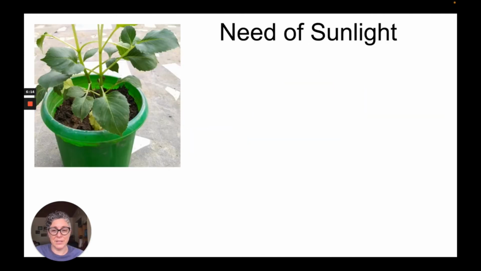So our second factor is the need for sunlight. So we're going to take a plant like the one pictured here, and we're going to do a few things to it before we do the same experiment that we did in the previous slide.